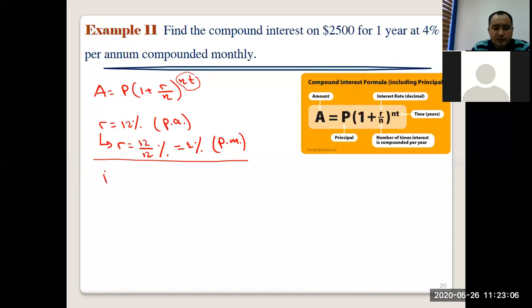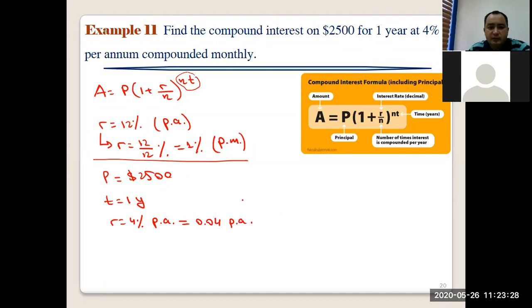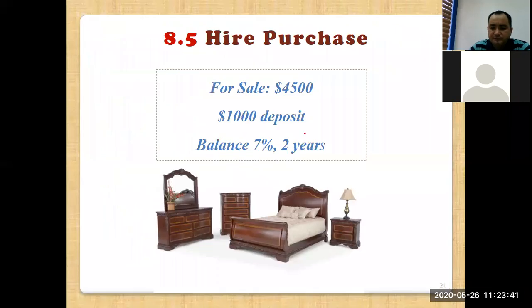For this question, the principal is given, it is $2,500. Time is 1 year, and the rate is 4% per annum. Per annum is per year, that's equal to 0.04 per annum. What is the question? The question is compound interest, so we need to find compound interest. And to do this, we know that we need to find A first.